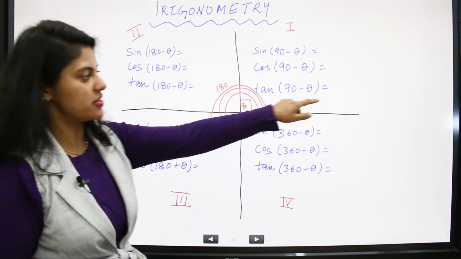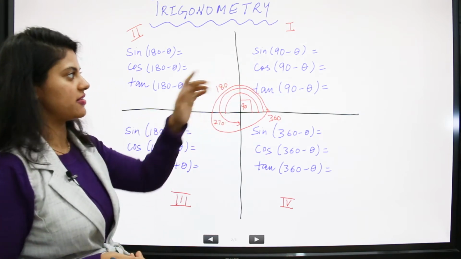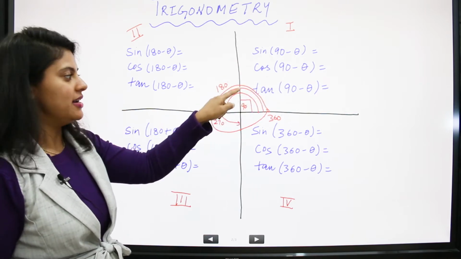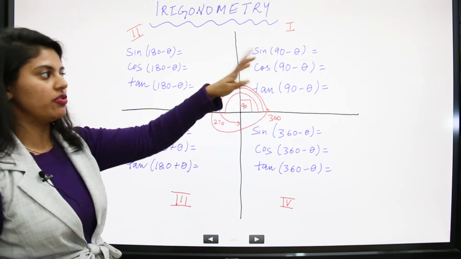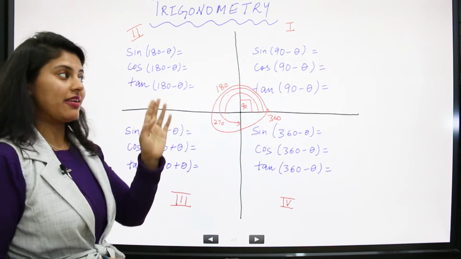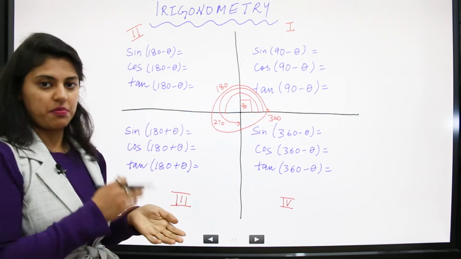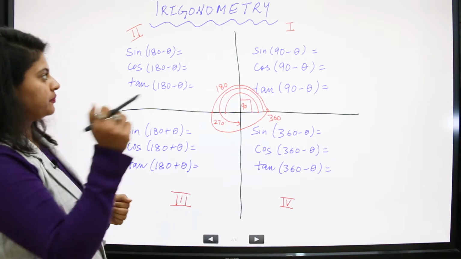Now if this is the first quadrant, in the first quadrant we can write all the values of sine, cos and tan as sine 90 minus theta, cos 90 minus theta, tan 90 minus theta. And I have put an equal to because I am going to tell you whether the values in here are positive or negative. There are very simple rules to learn that.